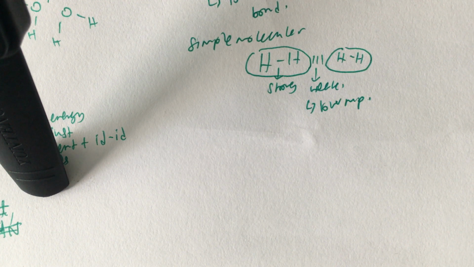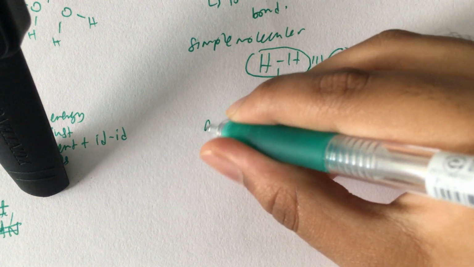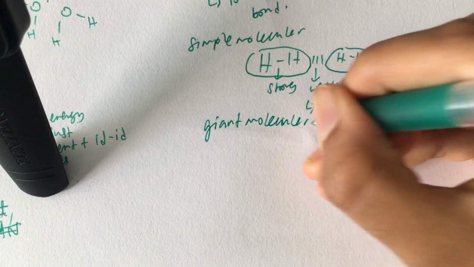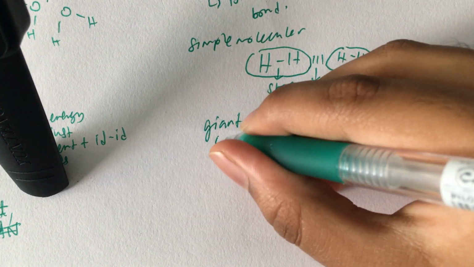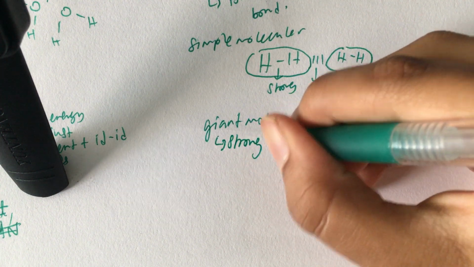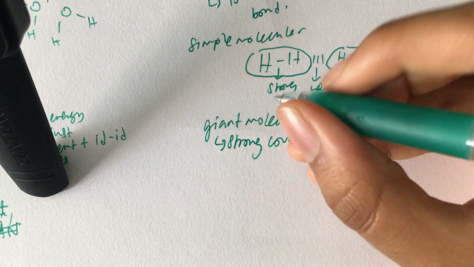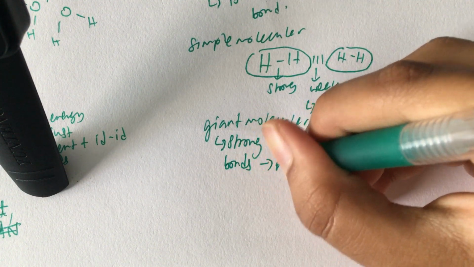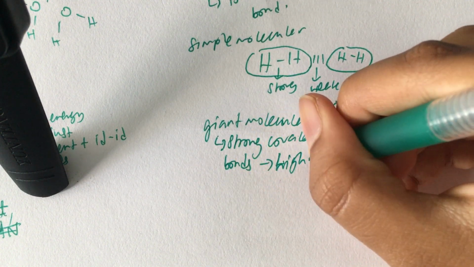If you're looking at giant molecular bonding, like ionic bonding, it will have strong covalent bonds between the individual atoms that you need to break if you want to melt it. That's why it's very hard to melt diamond, or even graphite, because there are strong covalent bonds standing in the way of melting them.